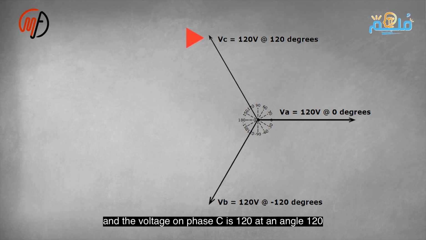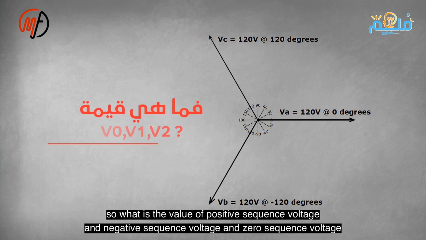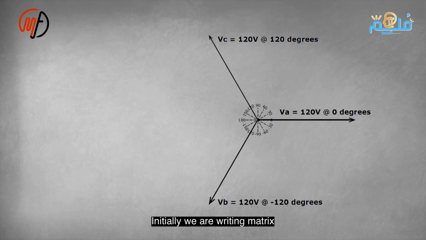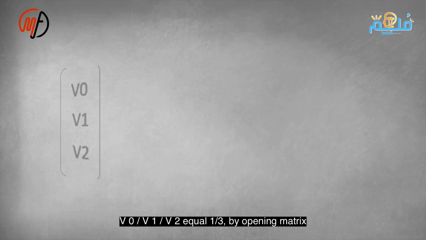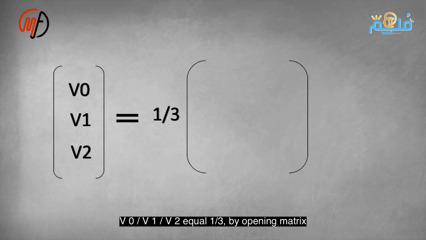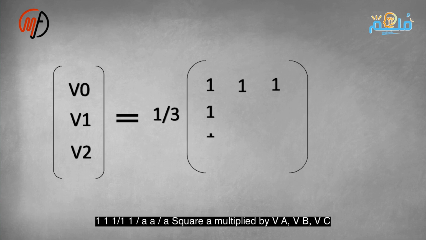So, what is the value? First, we write the matrix V0, V1, V2 equals 1/3. We open a matrix, 1, 1, 1, 1, 1, A squared multiplied by VA, VB, VC. Therefore, the value equals 1/3 multiplied by VA plus VB plus VC.